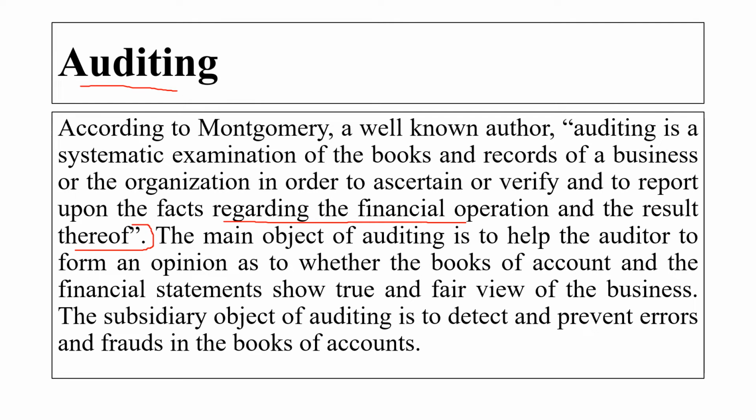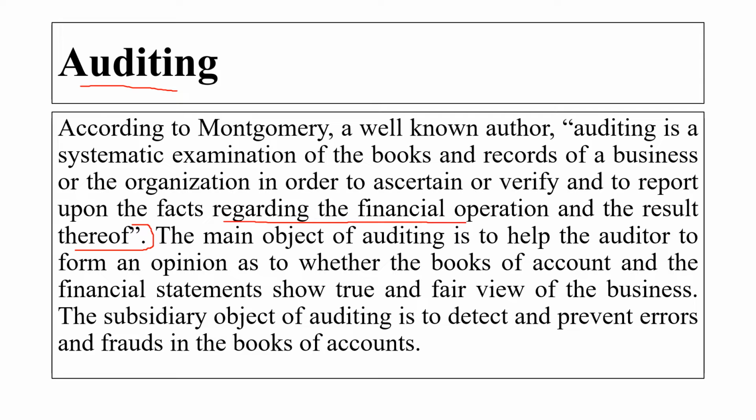In order to ascertain or verify and to report upon the facts regarding the financial operations and the results thereof. The main object of auditing is to help the auditor to form an opinion as to whether the books of account and the financial statements show a true and fair view of the business. Here, the auditor is giving his opinion on the books of account and on the financial statements of the organization, and he will give his opinion on whether they present a true and fair view of the business.